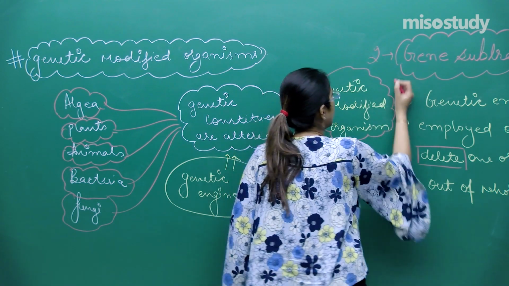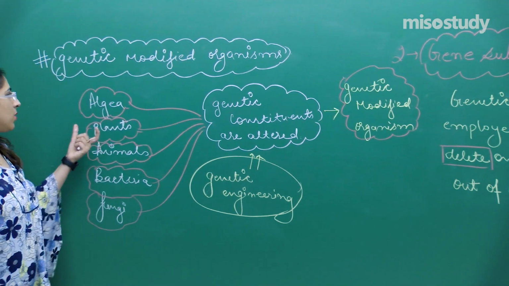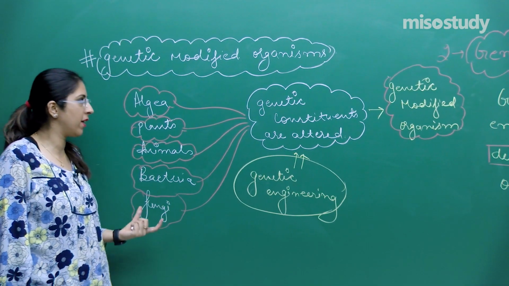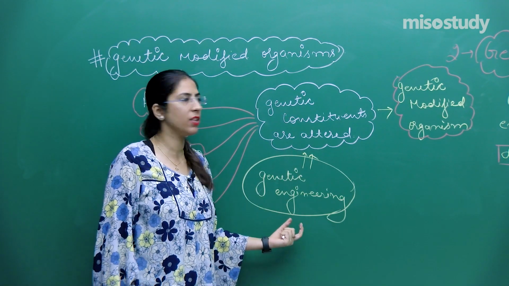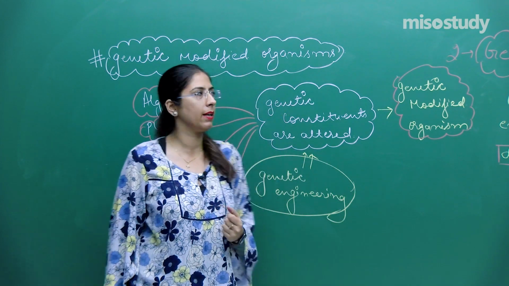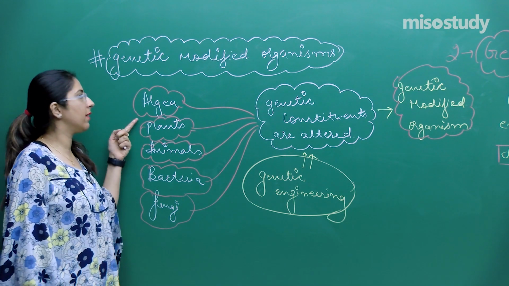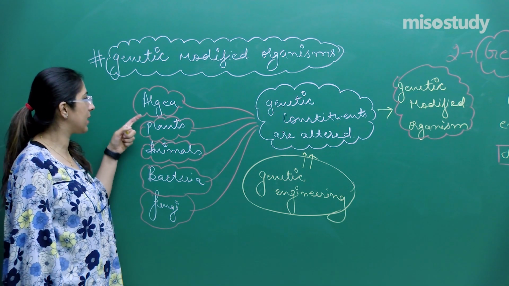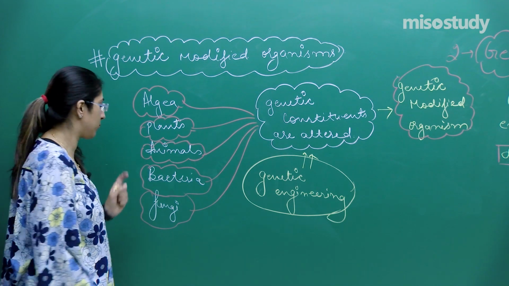So this was the basic thing, right? This could be employed in terms of algae, plants, animals, bacteria and fungi. In this, the genetic constituents are altered with the help of genetic engineering, and the genetically modified organisms are prepared. If someone asks you whether algae can be genetically modified, yes, it can be. So plants, animals, bacteria and fungi could be genetically modified organisms, right?